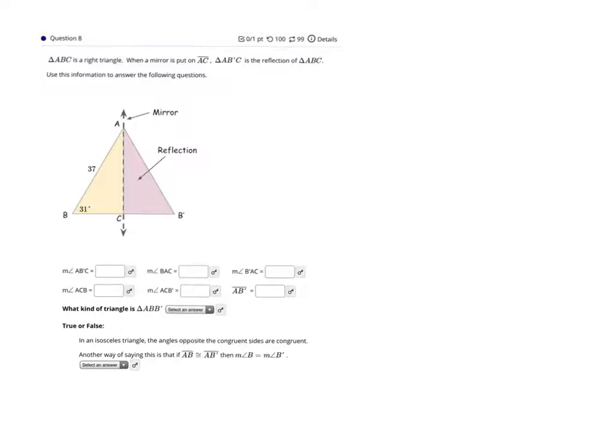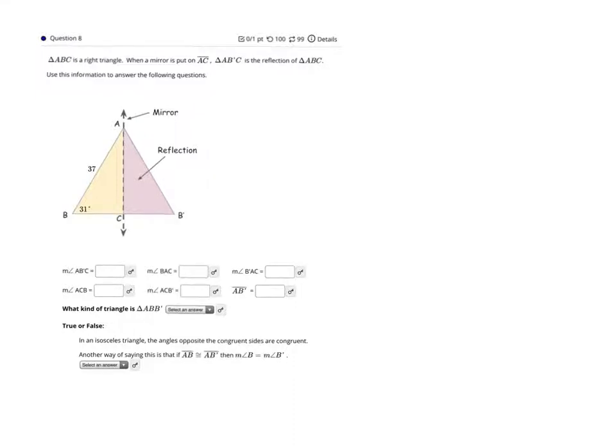Hello, Mr. Geislart here, and we're going to take a look at number 8 on the Unit 2 target packet. The reason why we're taking a look at this one is because it gives us a special property about isosceles triangles. And let's see if we can figure out what that is by working through this problem.